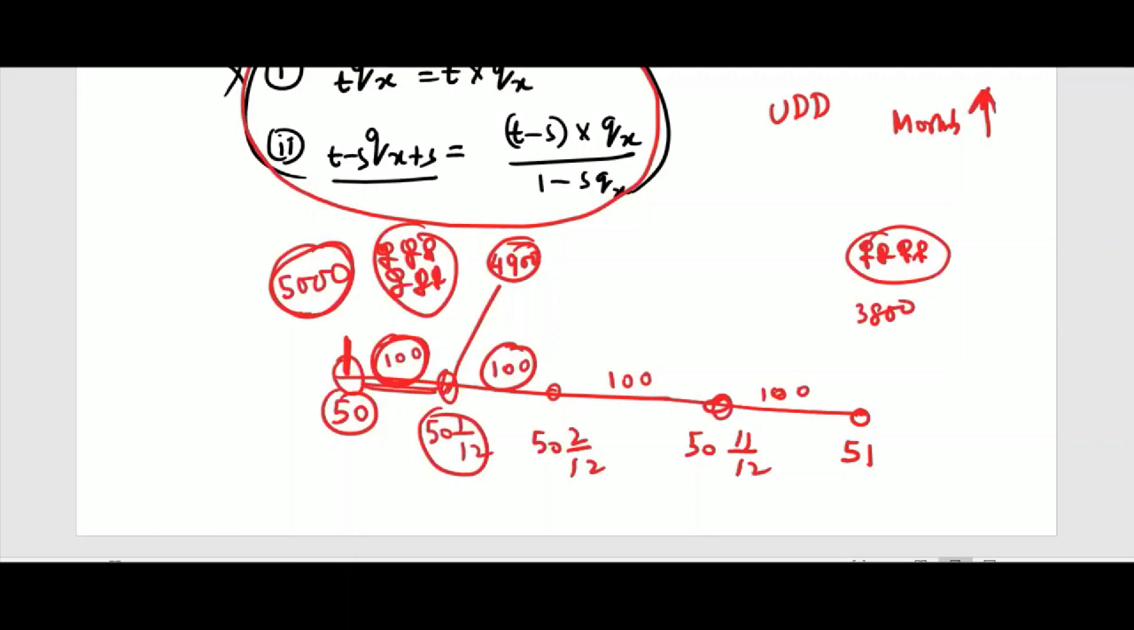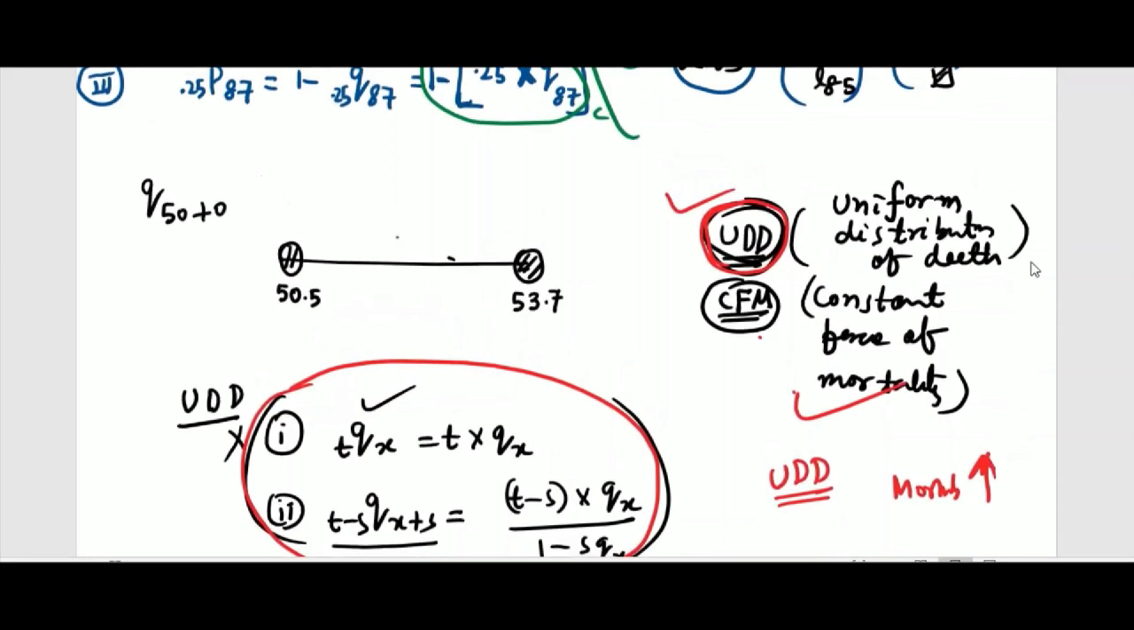You can take in years, 50, 51, 52. Okay, so here, out of 3,700, 100 died. So mortality is increasing with time. In UDD, mortality is increasing. Constant force of mortality means mortality will remain constant.